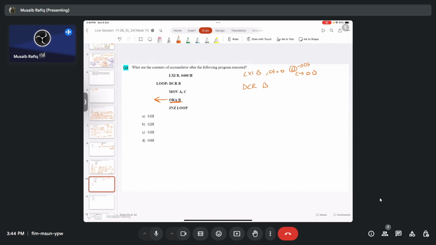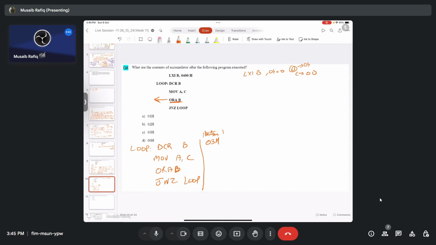So what I will have here is DCR B, MOV A C, ORA B, JNZ loop. Let me just write this here. Here I will have iteration 1. So decrement B in iteration 1, this will become 03 hex.